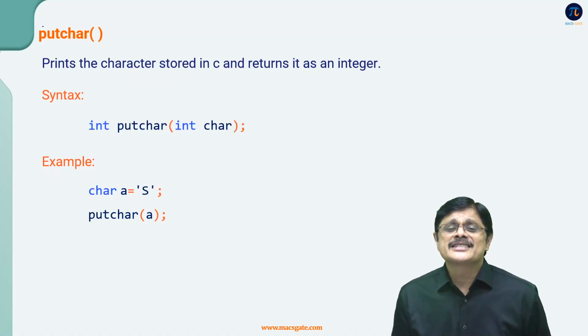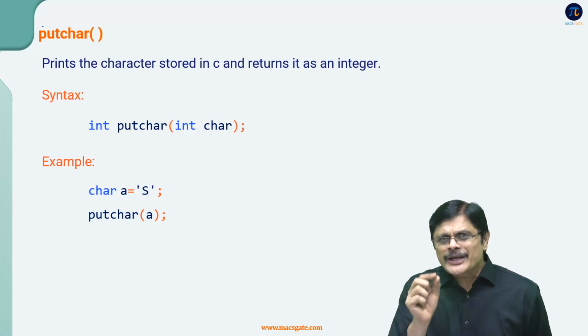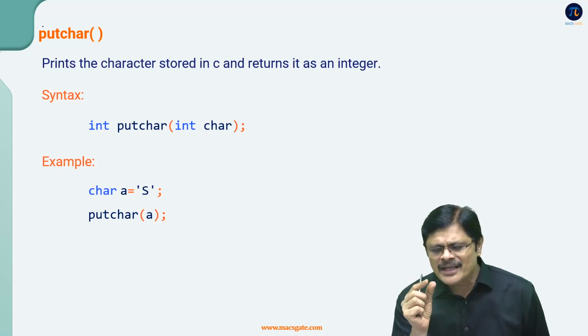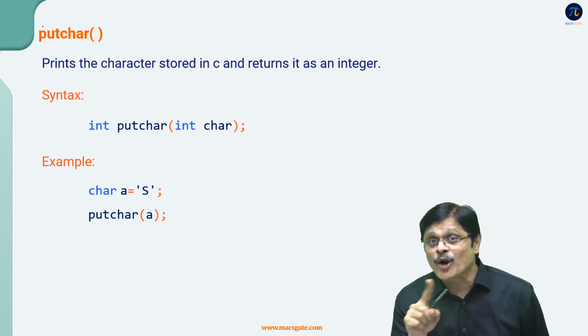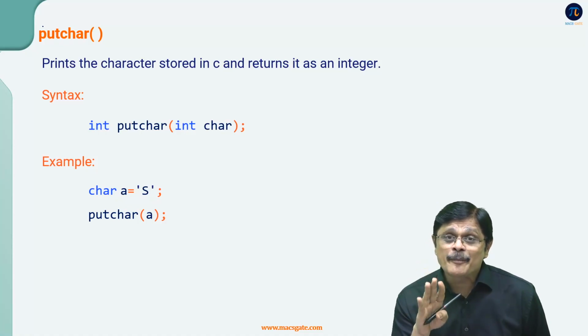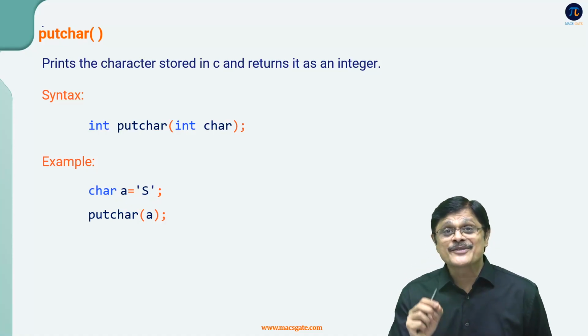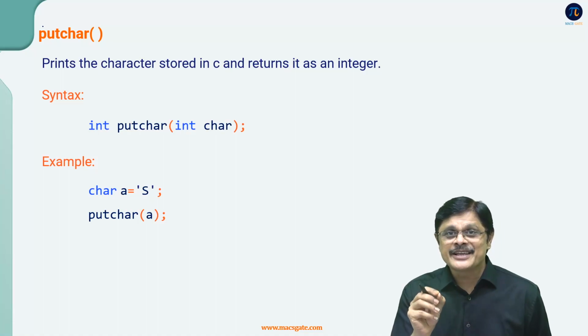The next one is putchar. So putchar takes a single character as input and it prints that particular character. It prints the character, not the ASCII value. And after printing, it also returns the ASCII value. That is very interesting. Let us try to see it with a simple program.